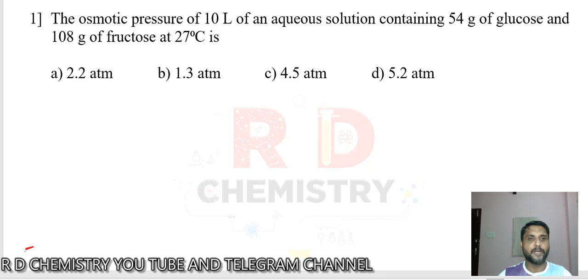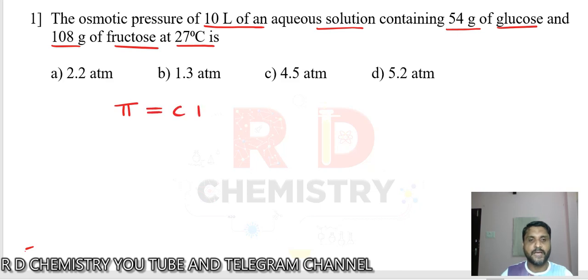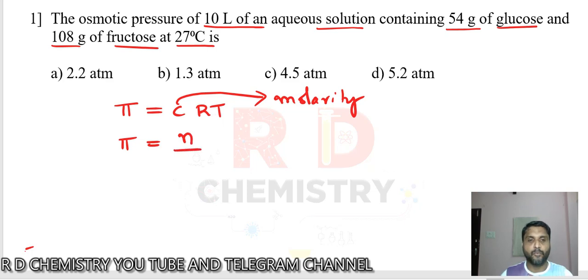Question number 1. Osmotic pressure of 10 liter of an aqueous solution containing 54 grams of glucose and 108 grams of fructose at 27 degrees centigrade. This is a colligative property. Osmotic pressure pi is given by the formula pi is equal to CRT, correct? Concentration is given. So which concentration term are we speaking about? We are speaking about the molarity here. What is molarity? Number of moles of the solute divided by volume in terms of liter, into R into T.